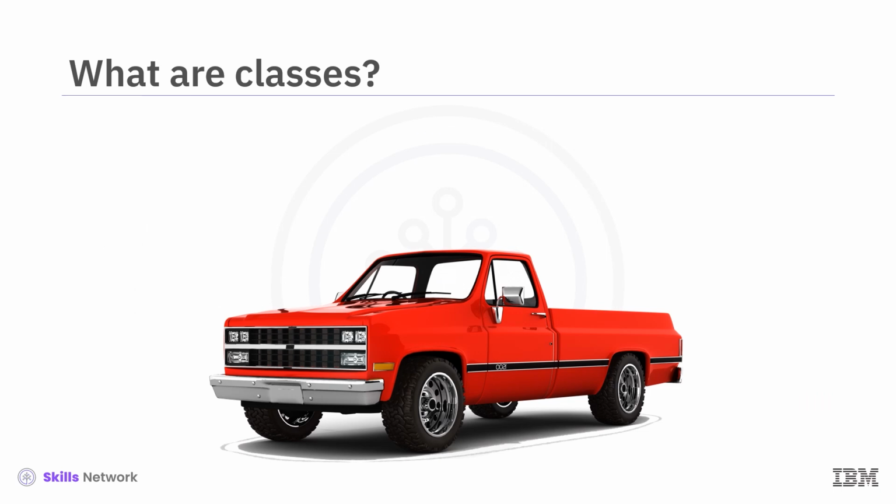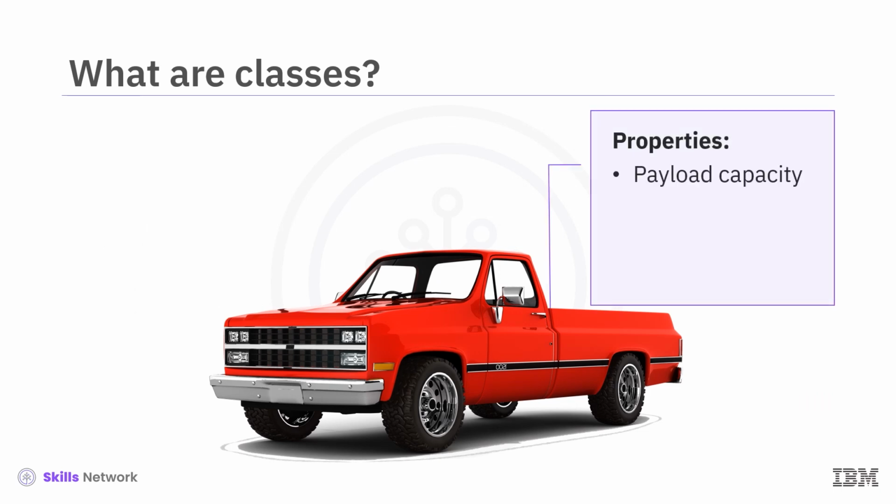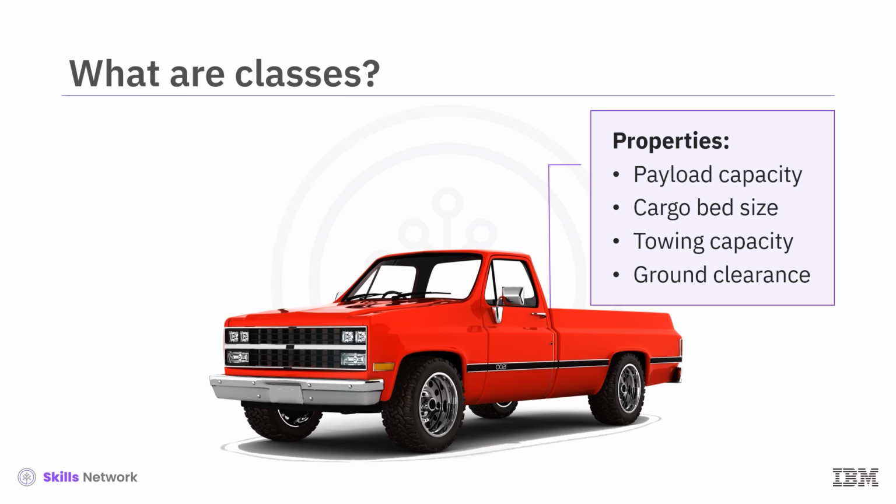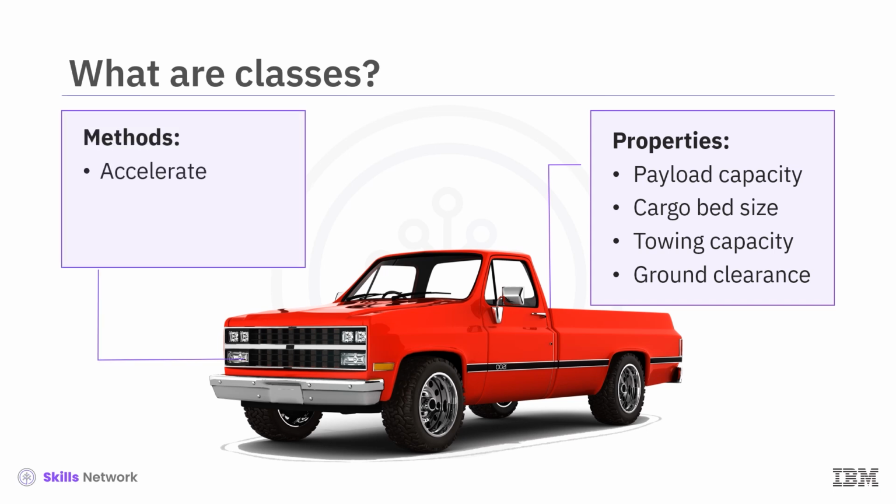A pickup truck class can have properties like payload capacity, cargo bed size, towing capacity, and ground clearance. The class will also have methods like accelerate, start, and stop. You can create instances of the pickup truck class to showcase different vehicles and their specific attributes and actions.